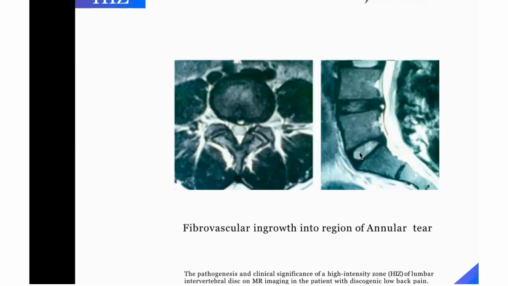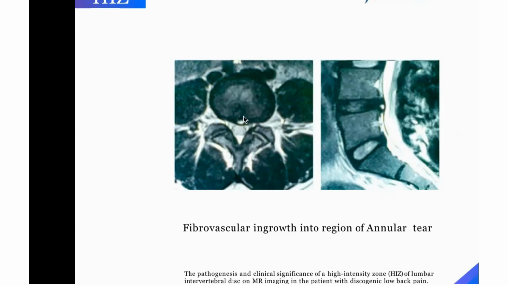What is this? T2, hydrated disc. Annular tear. Dehydrated disc with HIZ. Extruded disc? No, there's no extrusion. Here's the extrusion. This is just an annular tear. You can see the outer annulus is intact over here. There's only this dot, which is called a high intensity zone, HIZ.